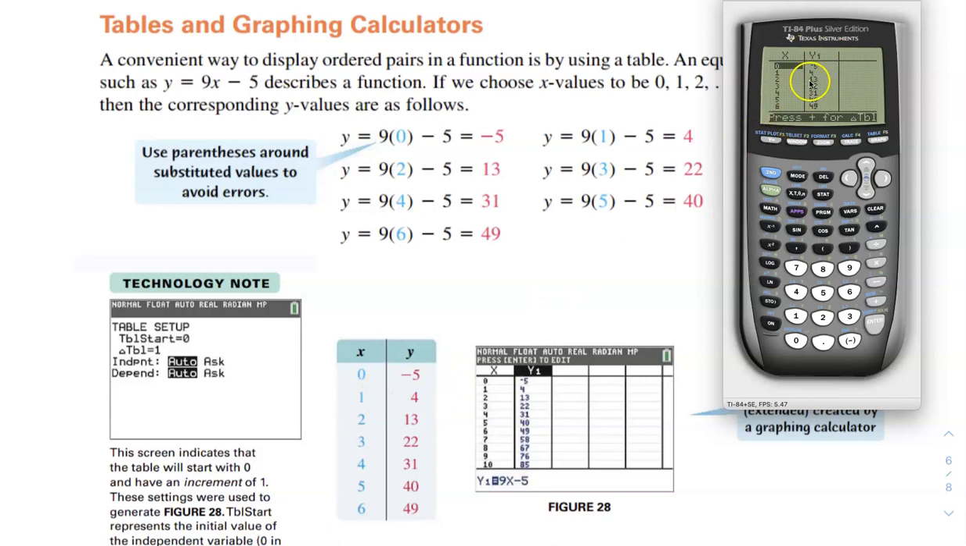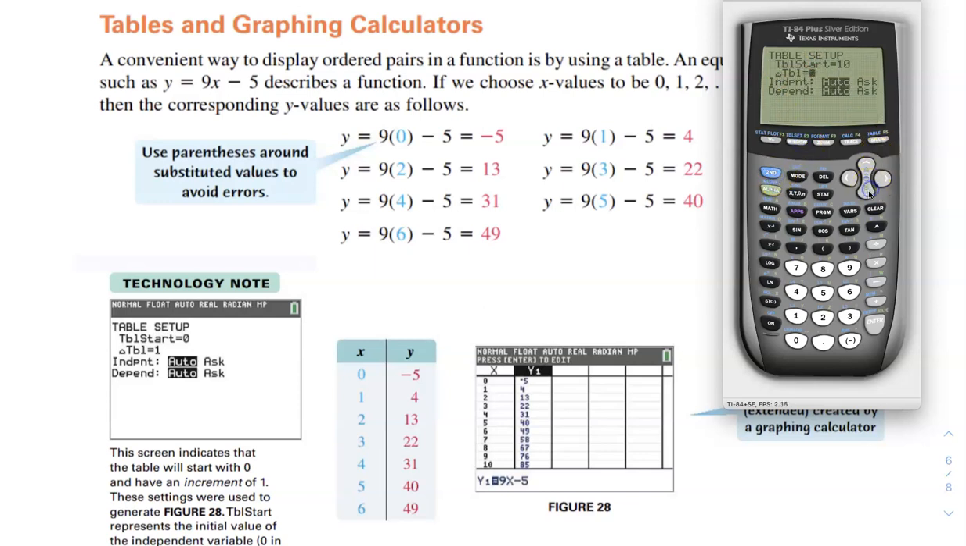Now, let's talk about some other things. You just keep on going. You could scroll up, scroll down. You could change the way this table looks. That's what this is talking about. If you go to table setup, you can see right here, F2. I go second table set. It lets you figure out where you want to start the table. So if I want to start the table at 10, hit enter. I go to my table. Now my table starts at 10.